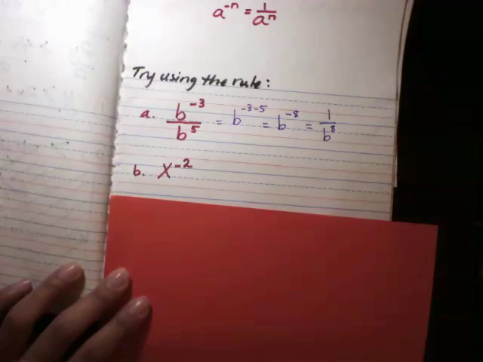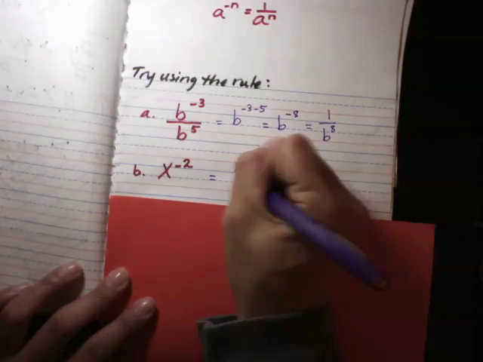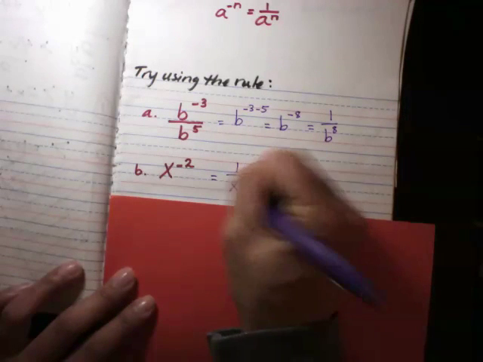Try this one. You should get 1 over x squared.